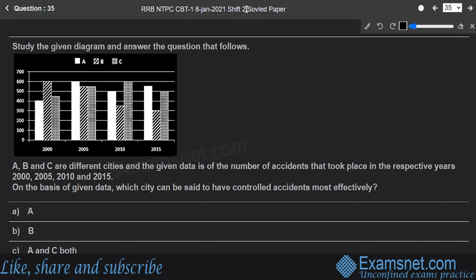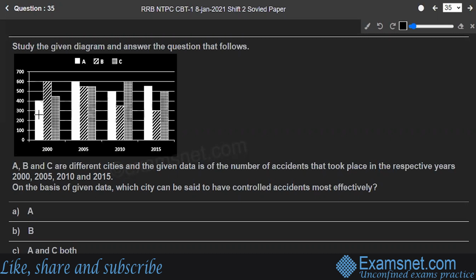Question number 35, study the given diagram and answer the question that follows. So this is the graph. You are given that A, B, C are different cities, and the data is the number of accidents that took place in their respective years 2000, 2005, 2010, and 15. On the basis of the given data, which city can be said to have controlled accidents most effectively? Okay, so you have to find out which city controlled the accidents most effectively.